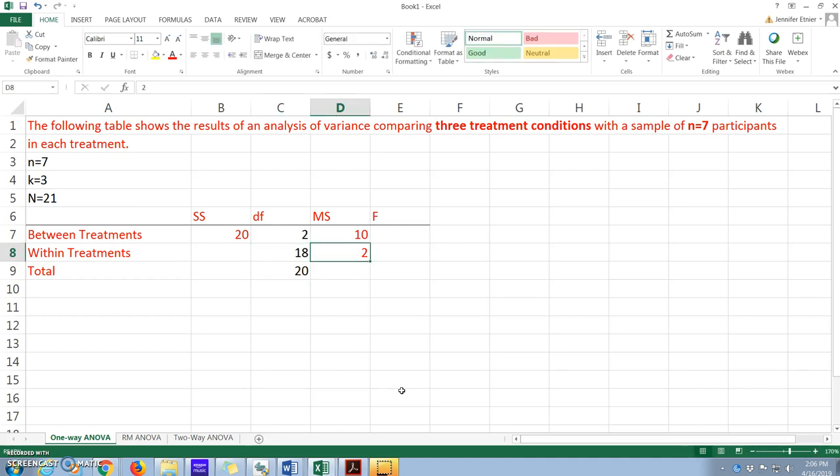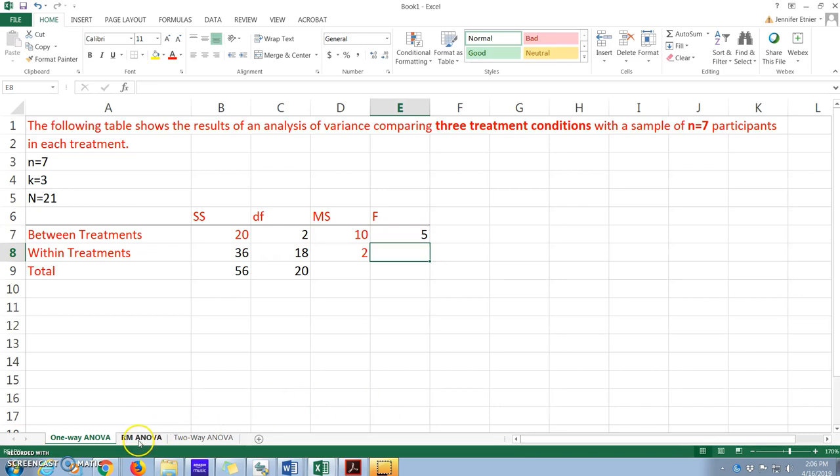Once you know that, because you know that sums of squares divided by degrees of freedom gives you mean squares, you can go backwards and say mean squares times degrees of freedom must give you sums of squares. So this value must be 36. Once you know that, you know that the sums of squares total is just what you get if you add those 2 numbers up, so that's 56. And you can get the F value as well, and that is the mean squares between divided by the mean squares within. So this F value is 5. Okay, so that's it for a one-way ANOVA.